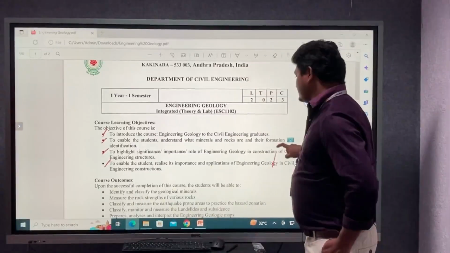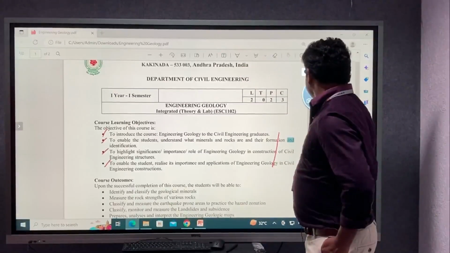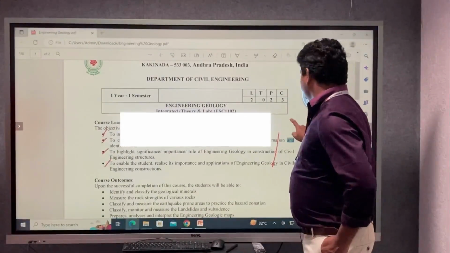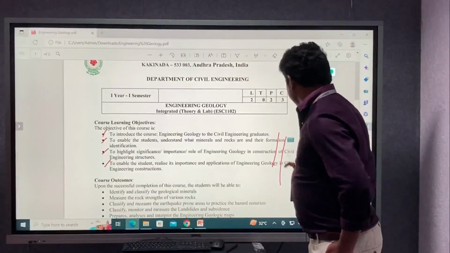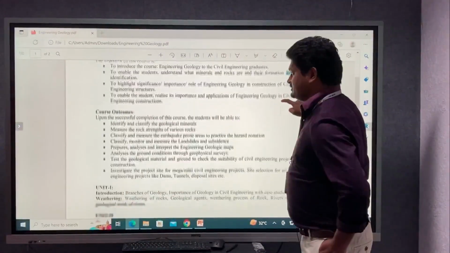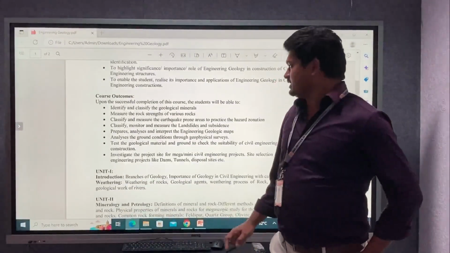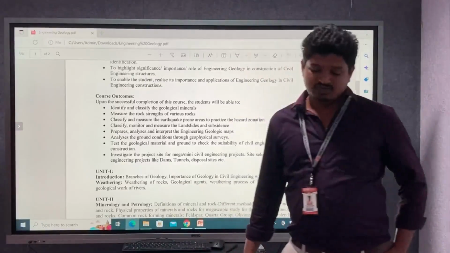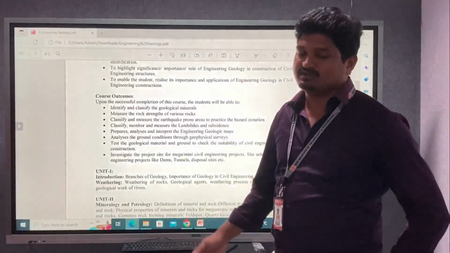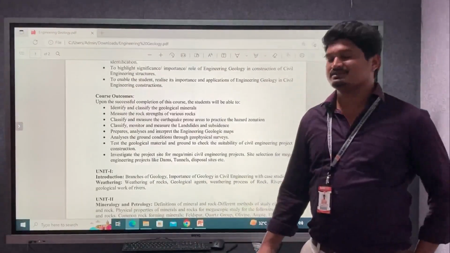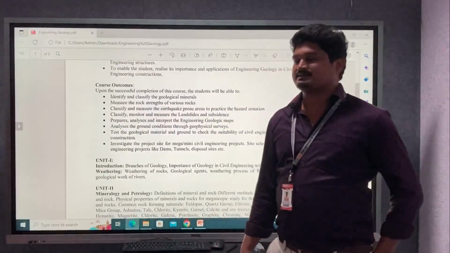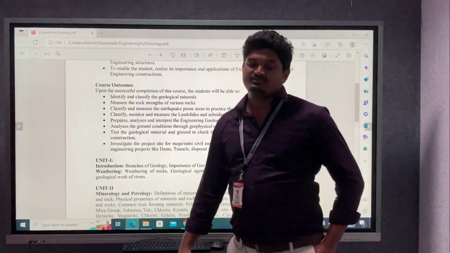Now coming to the outcomes. Through these outcomes, the student should be able to know what type of minerals there are in the earth crust. There are two types of minerals: one is rock forming, and the other is ore forming. They can know about the different types of minerals in the earth crust and about different types of rocks.